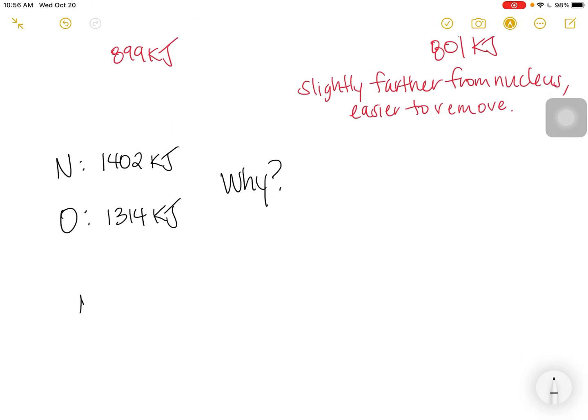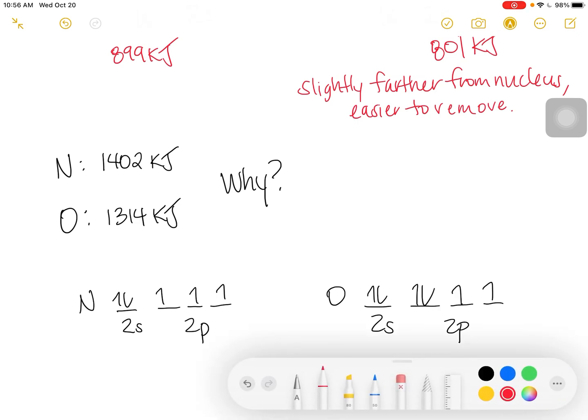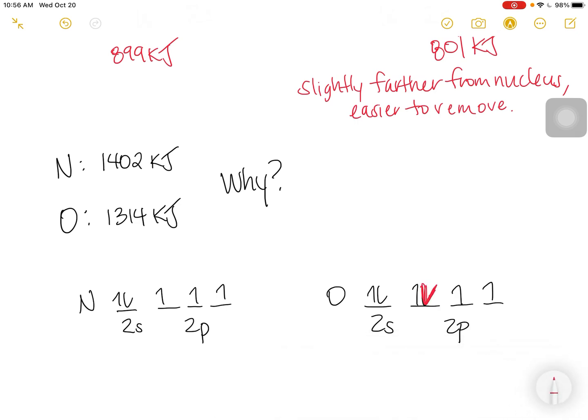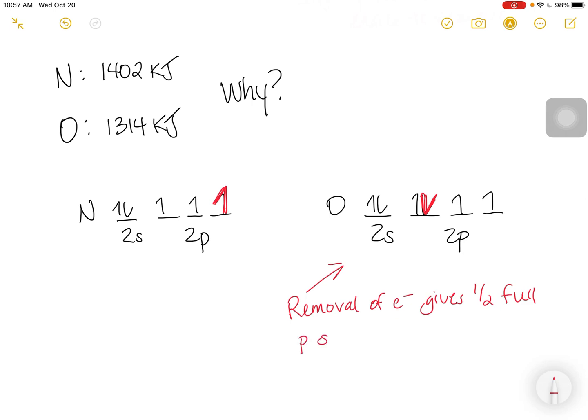Again, if we go to electron configurations, and this is something that we have definitely talked about before, I'll do the same thing and change it to red. We're talking about removing this electron versus this electron. This time we're both removing them from a 2p, but with O, the removal of the electron gives a half-full p sublevel.